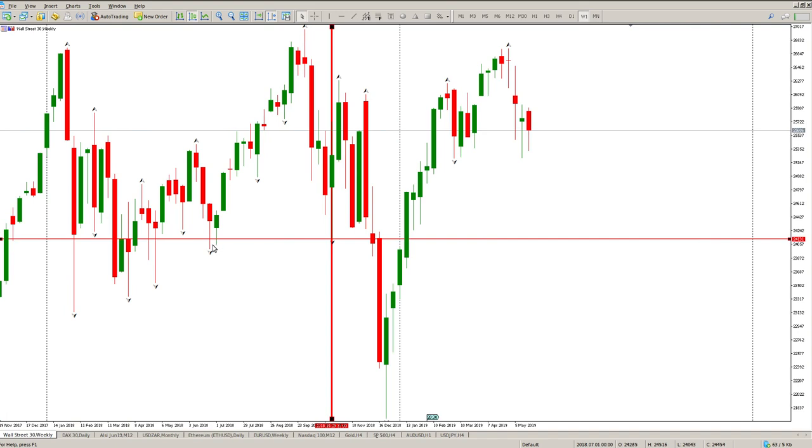Now if I look to the left, you'll see that there are quite a few levels here. Okay, so the one that I'd be really interested in would be this one, because there are two fractals on the weekly, one there, one there. Price came past it, so that is an inside tail. Okay, so I would expect that level to be tested somewhere along the line.